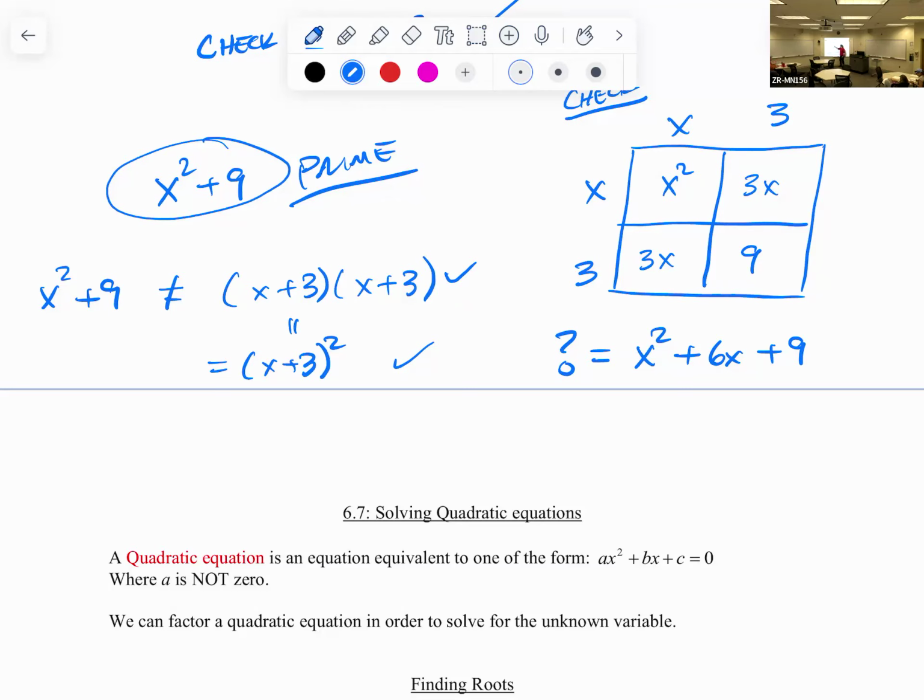Is x plus 3 times x plus 3 equivalent to x plus 3 squared? Yes. But it is definitely not equivalent to this, because this is actually equivalent to x squared plus 6x plus 9.